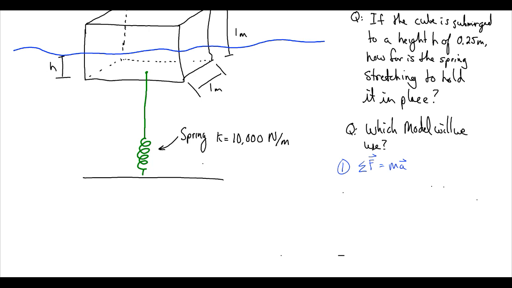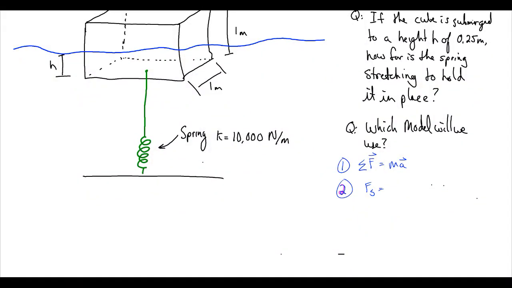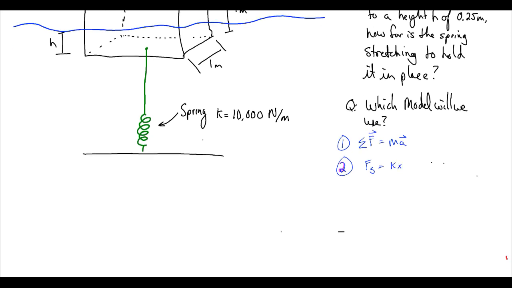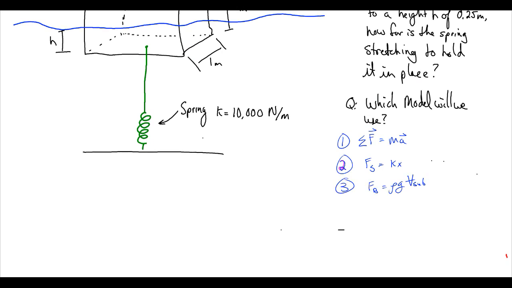We also have a couple other models that we think we might use, so let's just write them down right away. We have a spring in here. So we're going to say that the force due to a spring, F spring, is equal to k times x, where x is the distance the spring is stretched. And the last model that we have is our buoyant force. F buoyant is equal to rho g V submerged. Great.